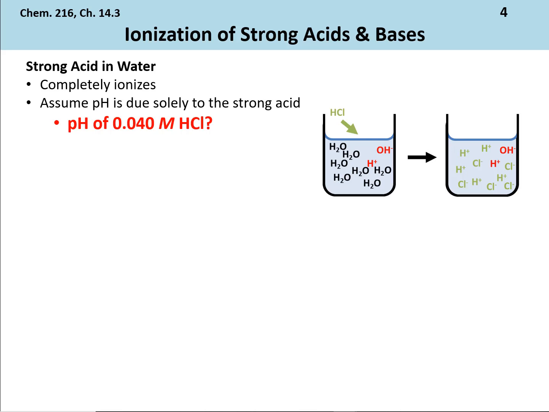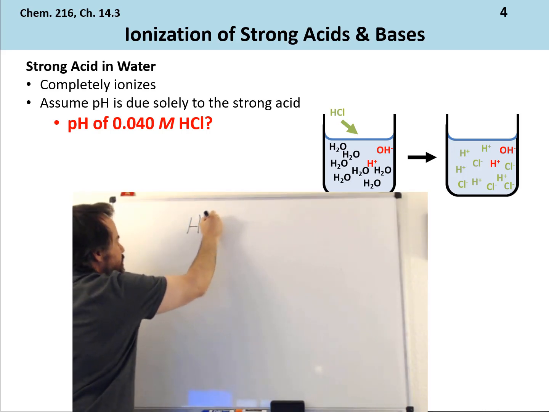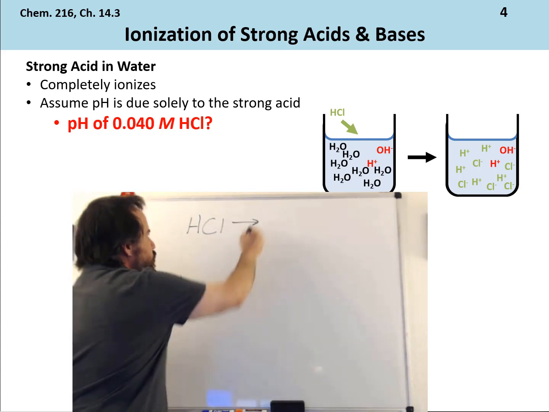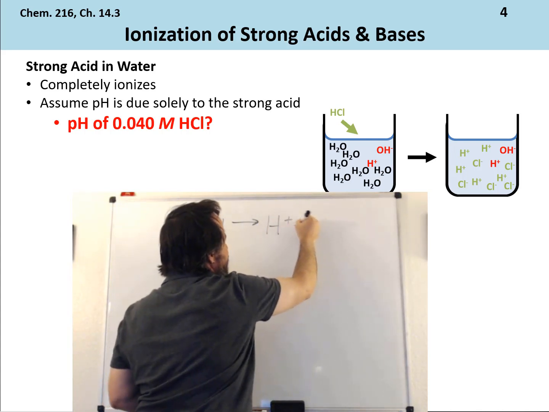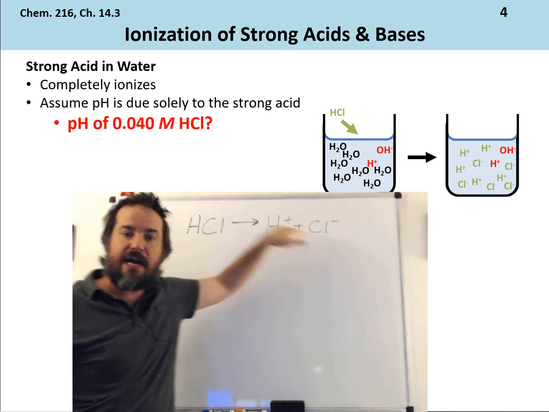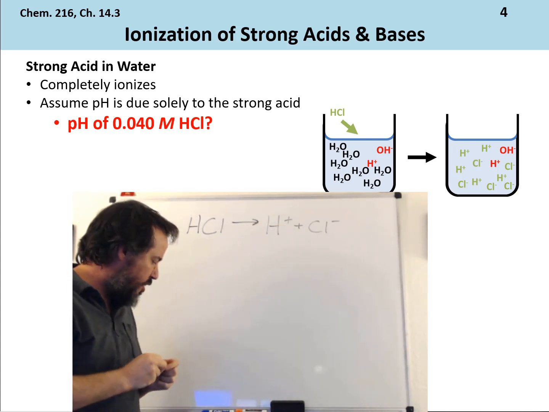Now, HCl is a strong acid. It's one of those that we are told we should know is a strong acid, right? Hydrochloric acid. And so HCl, when I put it in water, it's strong, so it's going to form H plus and Cl minus completely. So it goes all the way to the right. I don't even write that reverse arrow.